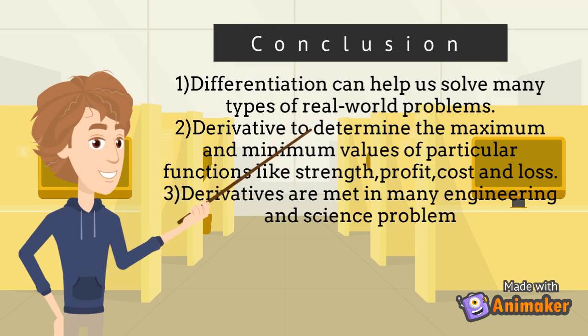So the conclusion is, first, differentiation can help us solve many types of real-world problems. Second, derivatives determine the maximum and minimum values of particular functions like strength, profit, cost, and loss. The last one is that derivatives are used in many engineering and science problems.